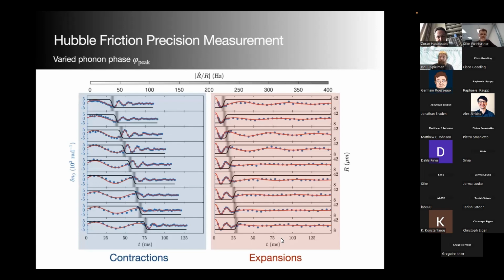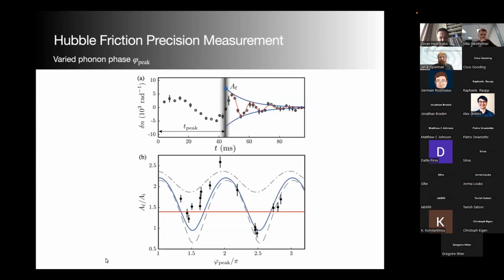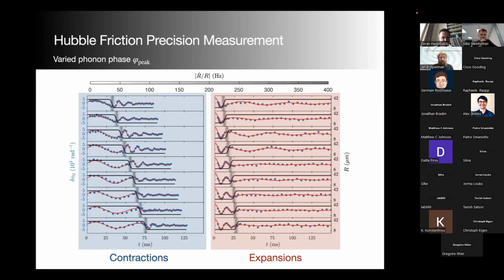In our final determination of the Hubble friction coefficients, we take a large number of data sets, such as depicted here. These correspond to different initial delays, both for contractions and expansions. And these initial delays serve to give us different phases for which the Hubble friction is active, as per the previous slide, giving both the largest and smallest effects. And in terms of data taking strategy, this is the biggest difference from the previous experiment: we enabled our experiment to be tuned to be most sensitive to the Hubble friction.